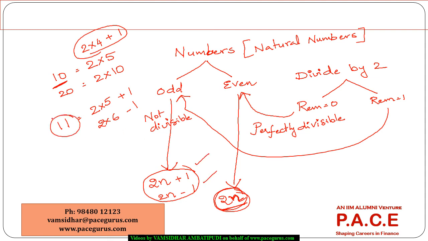So any number that is written in the form of 2n plus 1 or 2n minus 1 will become an odd number. Any number which can be written in the form of 2n, we are calling it an even number. So this is another classification of numbers.